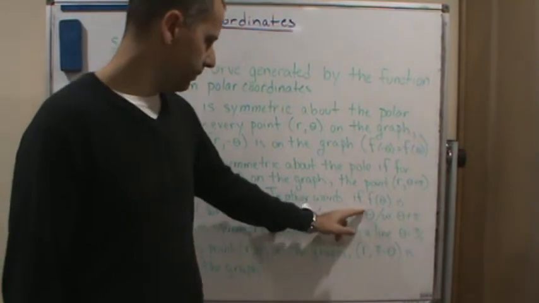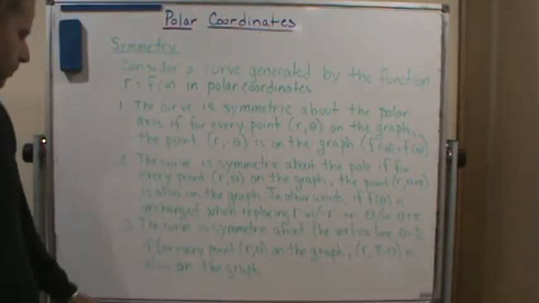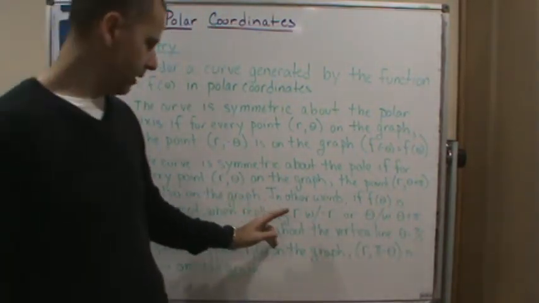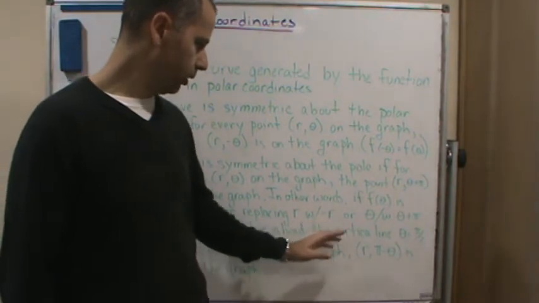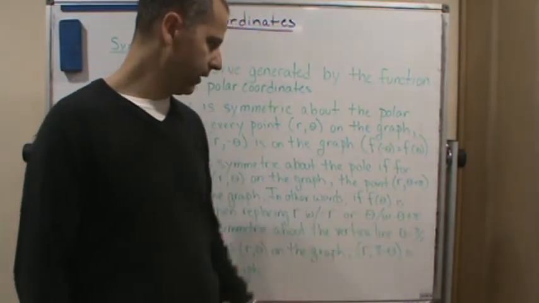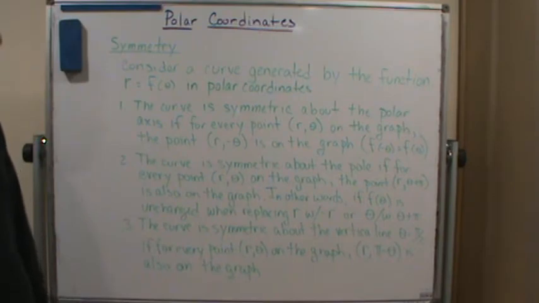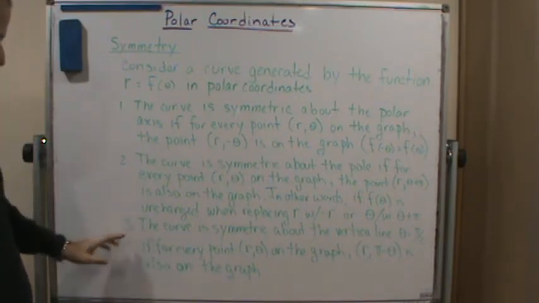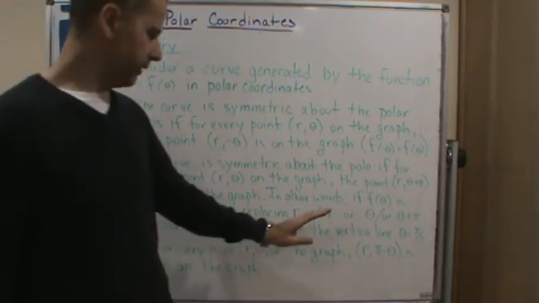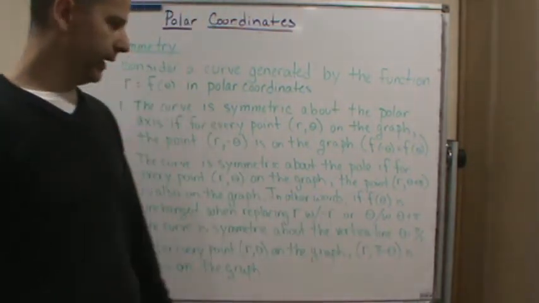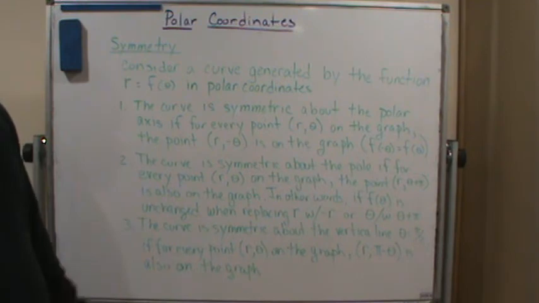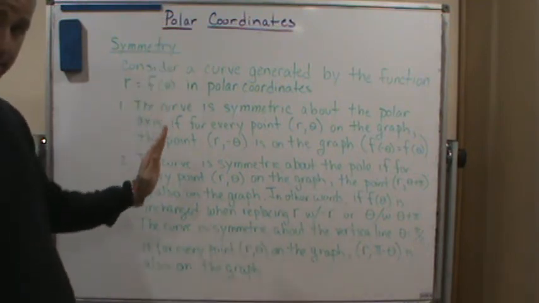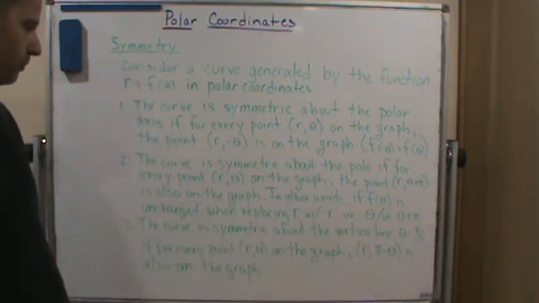In other words, if f of theta is unchanged when you replace r with negative r, or if you replace theta with theta plus pi. Okay? 3, the curve is symmetric about the vertical line, theta equals pi over 2, so that's the positive y-axis, okay?